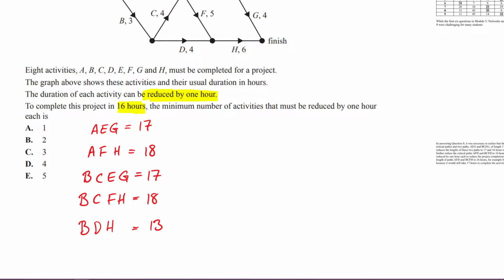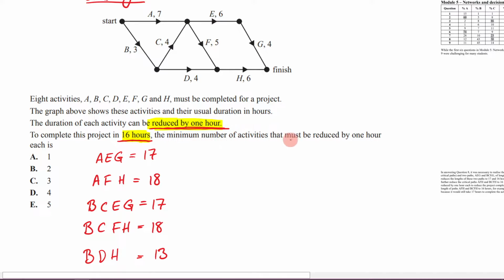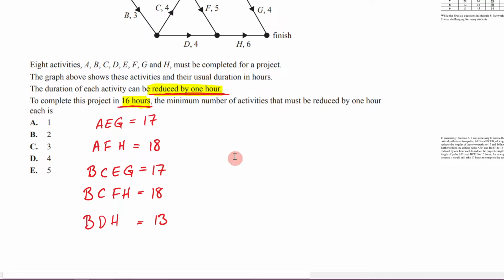All right. It then says that what we need to do here is to complete the project in 16 hours, and the duration of each activity can be reduced by 1 hour. So if we can reduce an activity by 1 hour and we want to get to 16 hours, we have to figure out the minimum number of activities that must be reduced by 1 hour each. All right, what could we do here? Well, the first thing I would do is circle the minimum time it's currently going to take to complete this project. So in other words, the critical path.